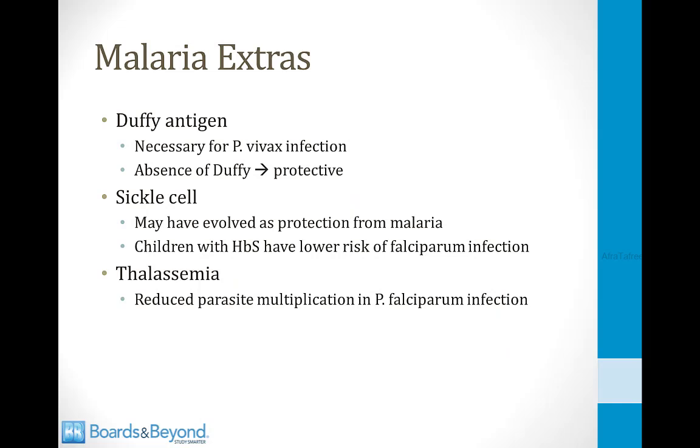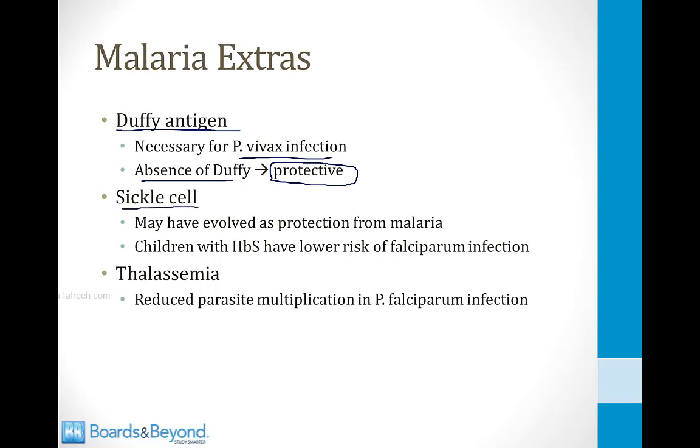There are a couple of red blood cell features that make the red blood cells more or less vulnerable to Plasmodium infection, so let's talk about that now. First is the Duffy antigen. This antigen on the surface of red cells is necessary for Vivax to get inside the red cell. So if you have absence of the Duffy antigen, it is protective against this form of malaria.